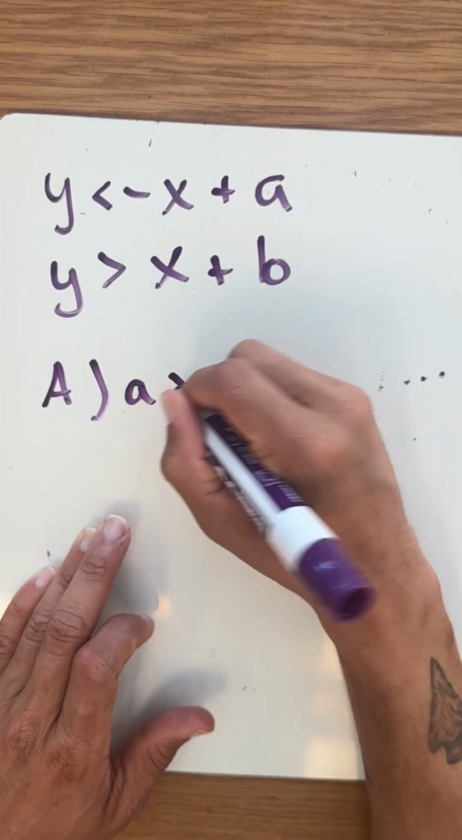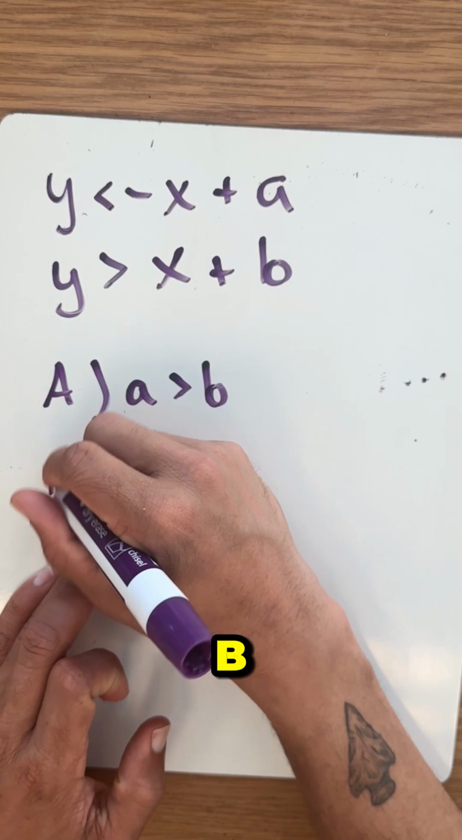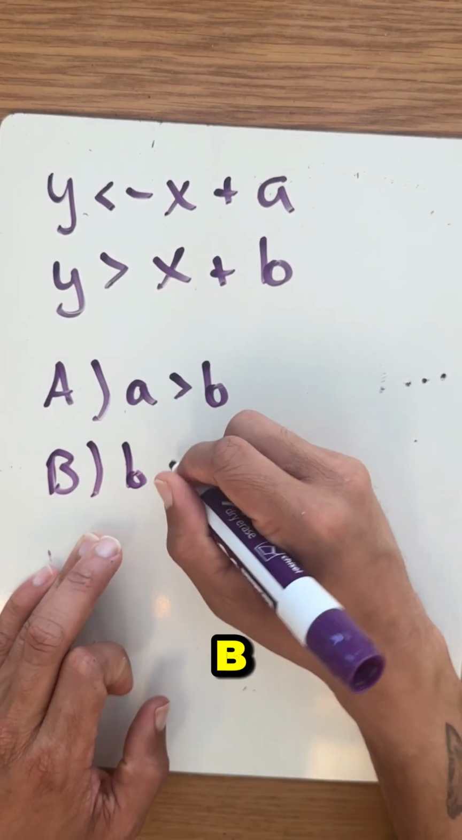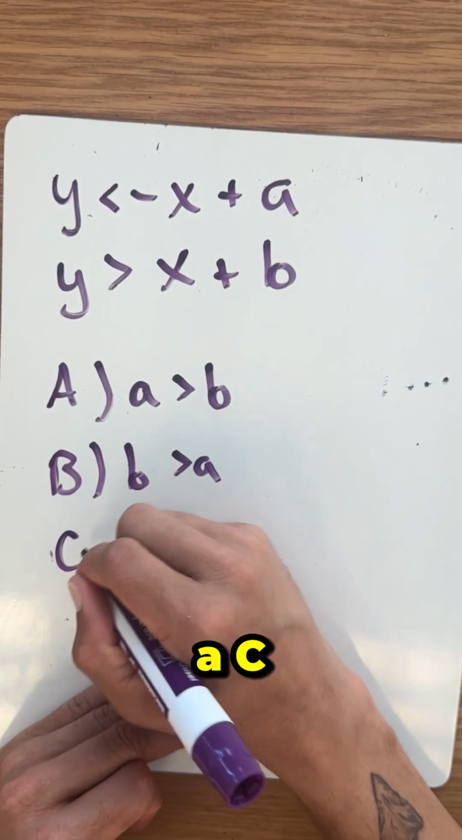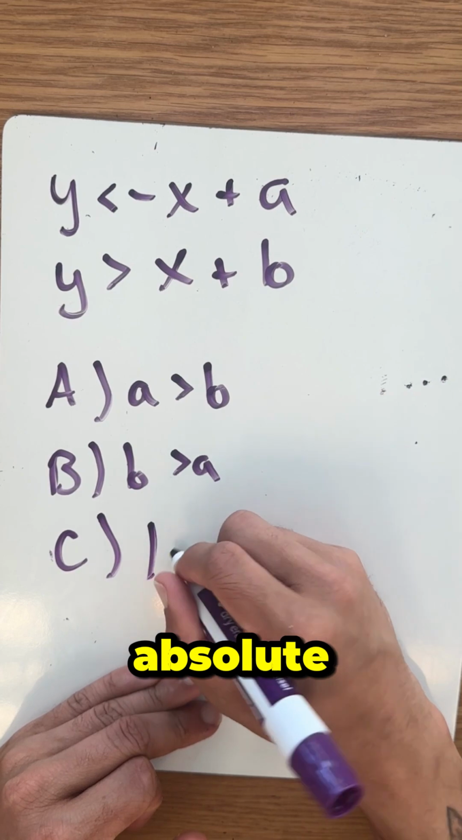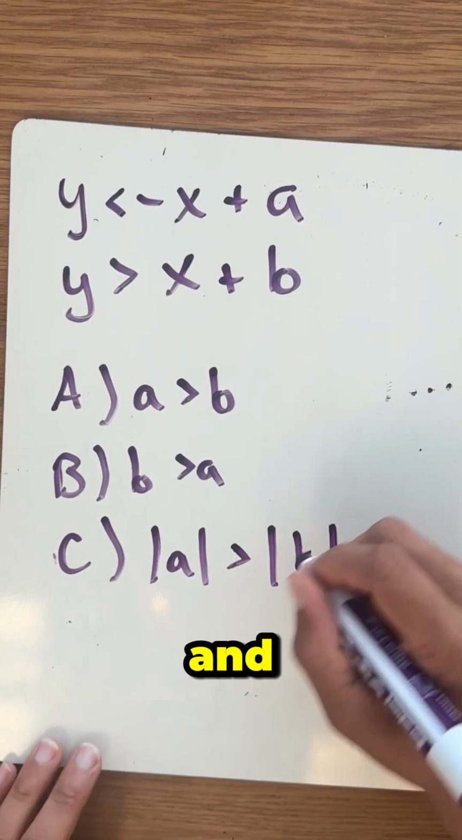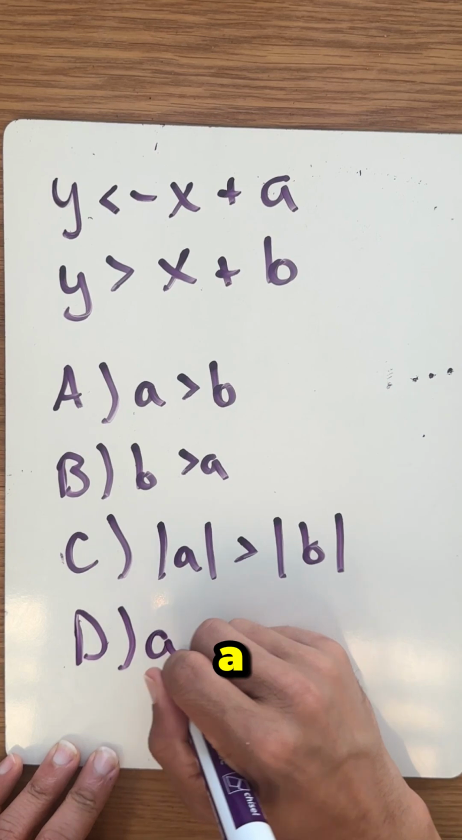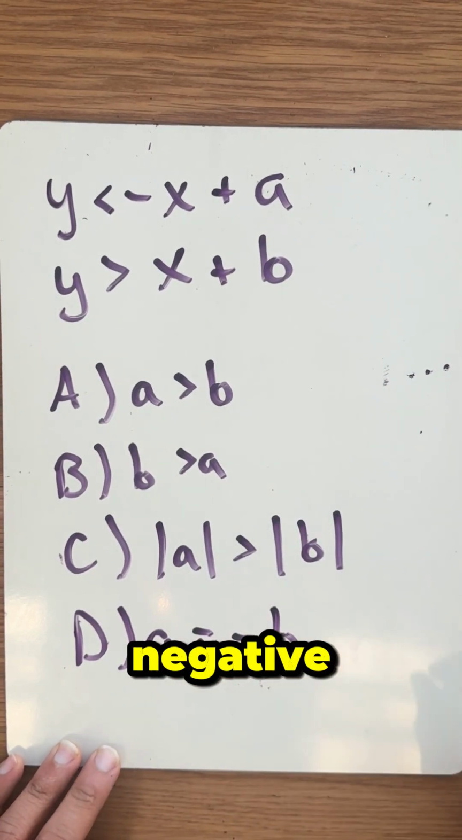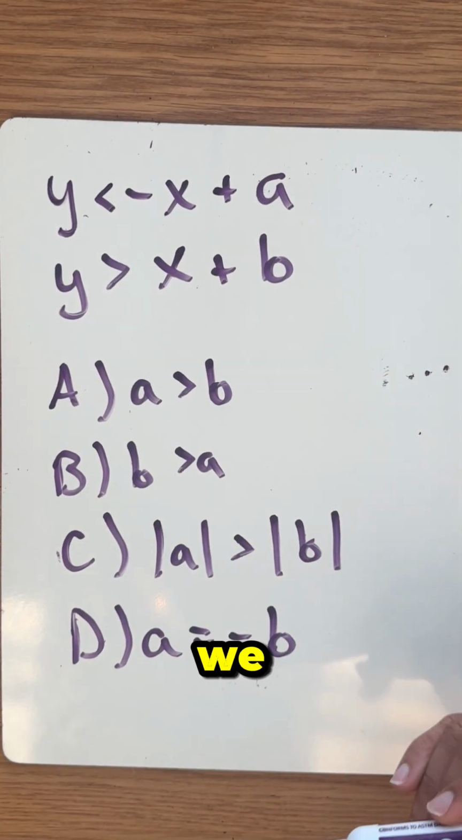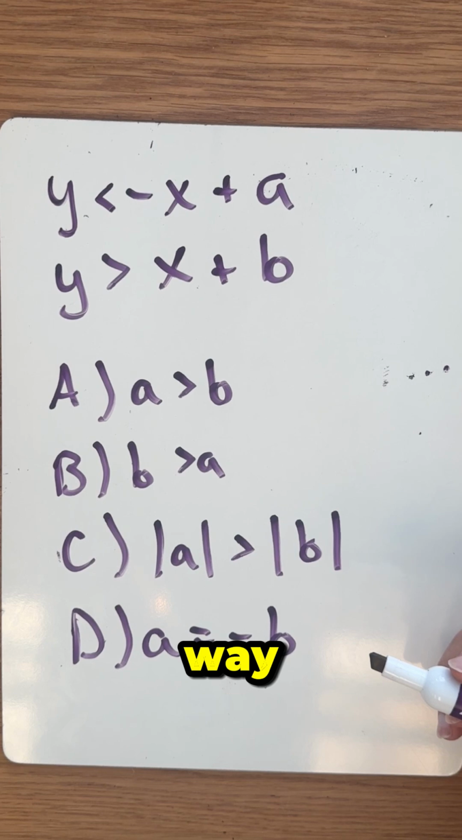A, a is greater than b. B, b is greater than a. C, absolute value of a is greater than absolute value of b. And D, a equals negative b. I'm gonna keep them so that we are gonna eliminate them along the way.